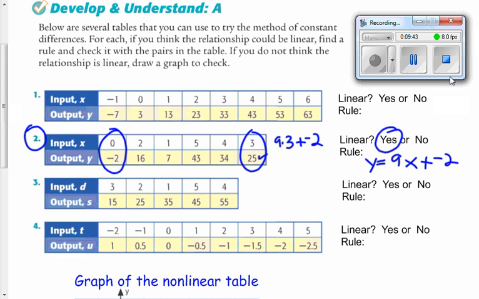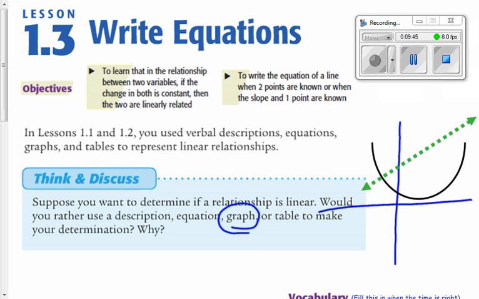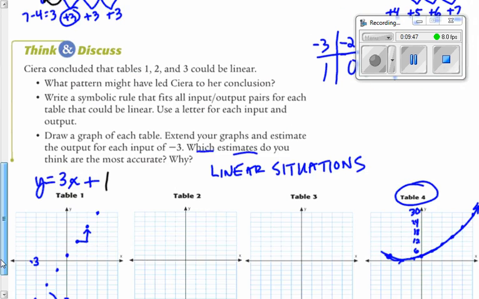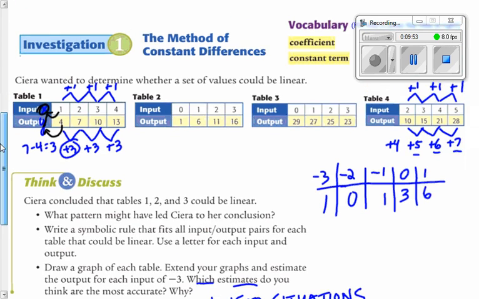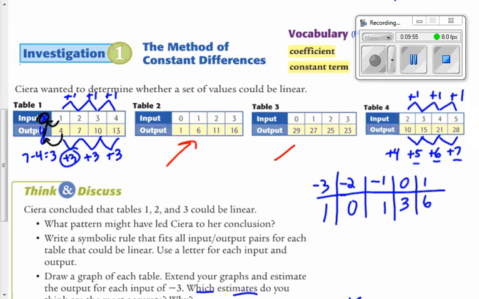So for tomorrow, why don't you go back to this and finish up table 2 and table 3, and be ready to share that. So we're using these two. Go ahead and graph them, see if you think they're linear. If they're linear, write the equation for them also. All right, see you tomorrow.